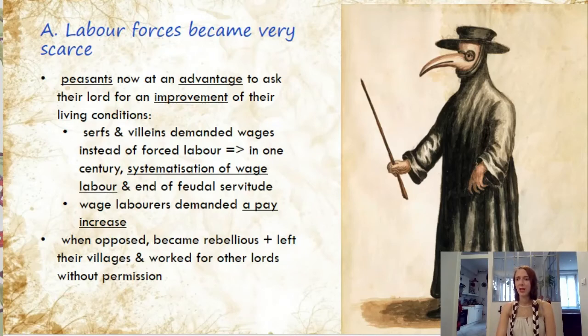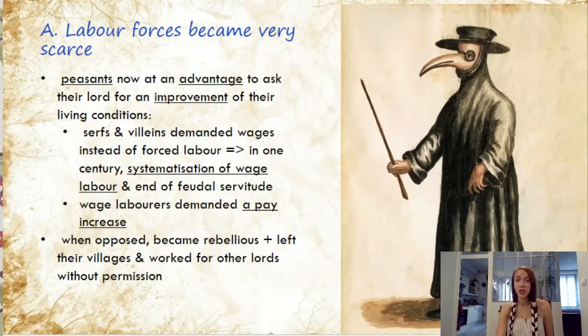Point number 1, labor forces became very scarce. Well, because people were dying from the plague, so there weren't many people to work. Peasants were now at an advantage to ask their lords for an improvement of their living conditions, because there aren't many people who can do the job they're doing, so they've got a good bargaining position. Serfs and villains demanded wages instead of forced labor.